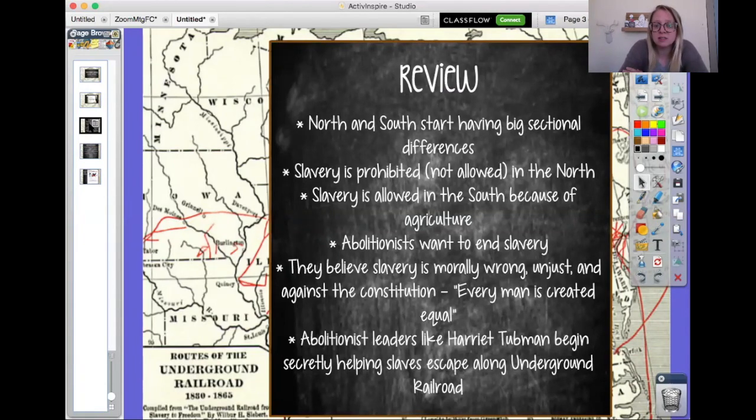Abolitionists wanted to end slavery because they believed that slavery was morally wrong, unjust, and against the Constitution. The Constitution said that every man was created equal, and so slavery went against this. Abolitionist leaders like Harriet Tubman began to secretly help slaves escape along the Underground Railroad, and we're going to pick up with that today.